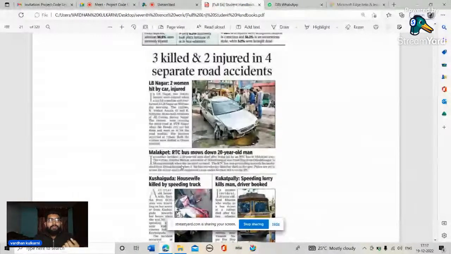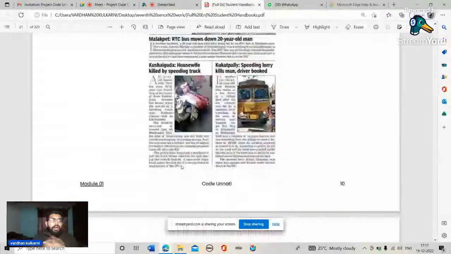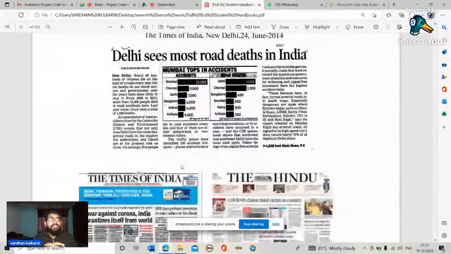As of now, Delhi sees the highest death rates in India. Before, there were accidents in Mumbai and Delhi. Then there was a survey covering Mumbai, Chennai, Delhi, Bangalore, Indore and Kolkata, looking at the number of accidents and the death rates.